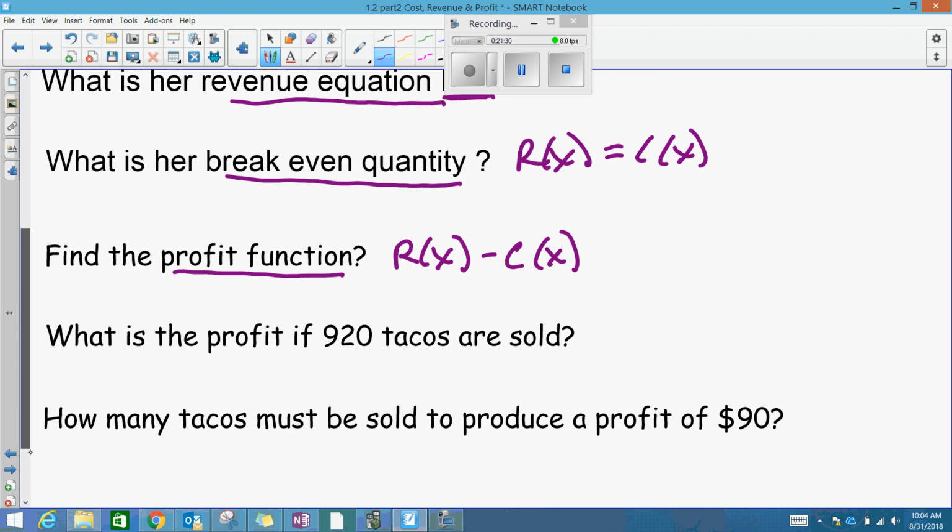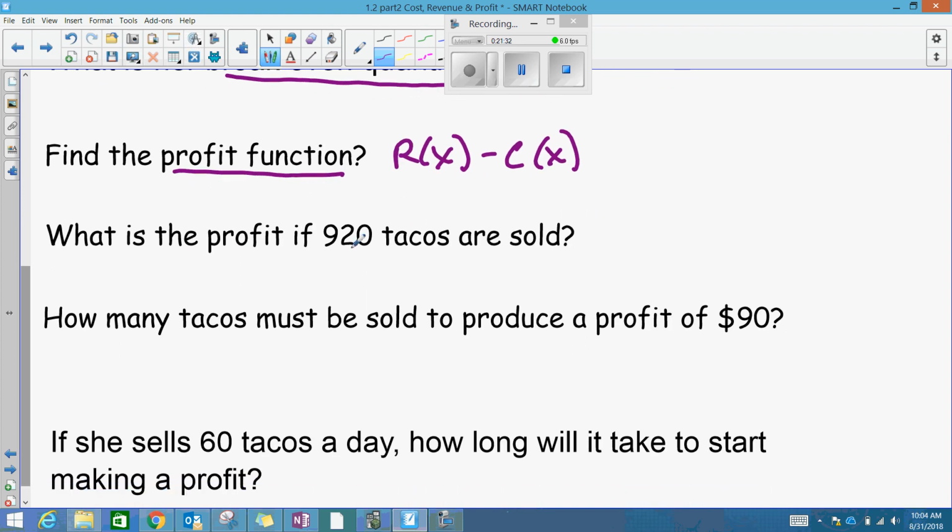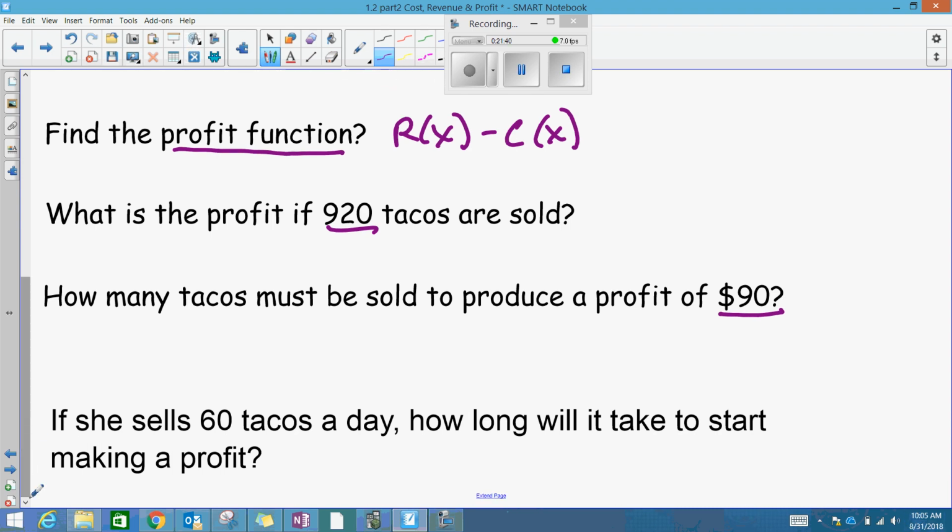And then just to answer a couple questions. What is the profit if she sells 920 tacos? How many must be sold to produce a profit of $90? And then this is a little bit of a thinker question. If she sells 60 tacos a day, how long will it take her to start making a profit? Okay? So again, you might want to think about your break-even quantity and then 60 tacos a day. So anyway, do the best you can on that.